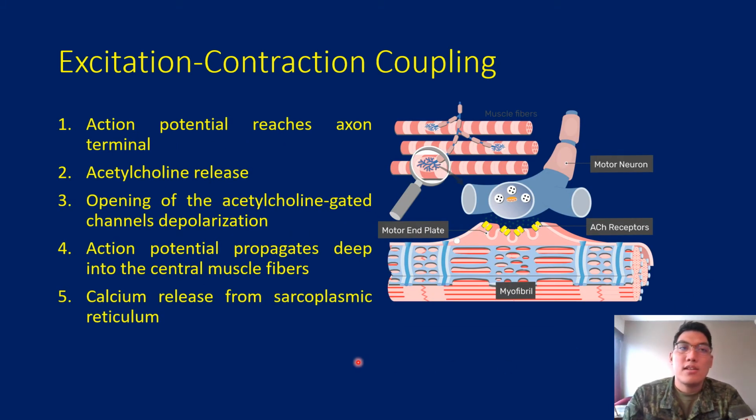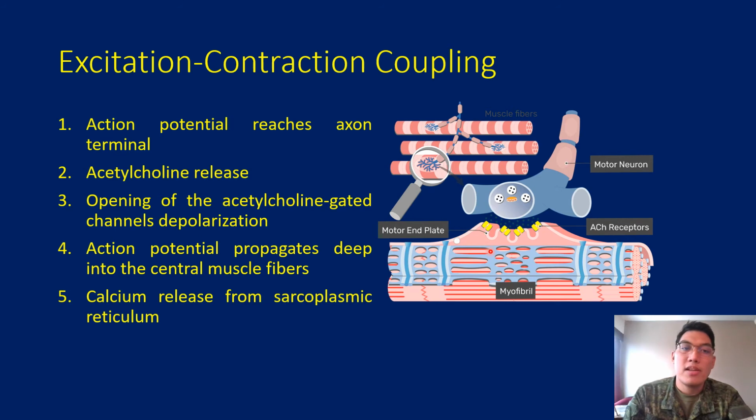So how does the muscle contract? An action potential reaches the terminal axon, in which it will stimulate release of acetylcholine from these vesicles. The acetylcholine in the synaptic cleft will bind to your acetylcholine-gated channels, giving effect to sodium influx, hence depolarization.